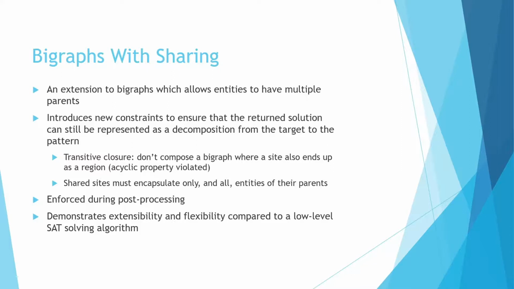It allows the bigraph to be a DAG instead of a forest, so that means entities can have multiple parents. This introduces even further constraints, for example, a transitive closure constraint. You can't compose a bigraph where a site also ends up as a region, which becomes possible when you're dealing with DAGs. A solution which involves this would mean that there's a cycle in the solution.